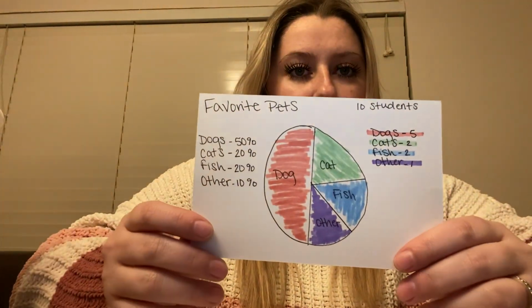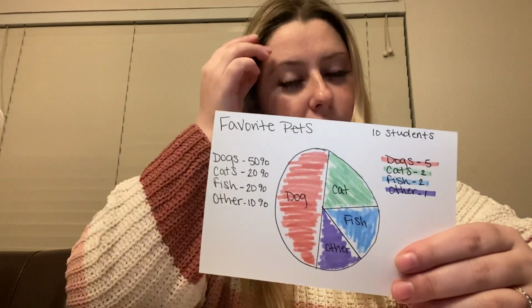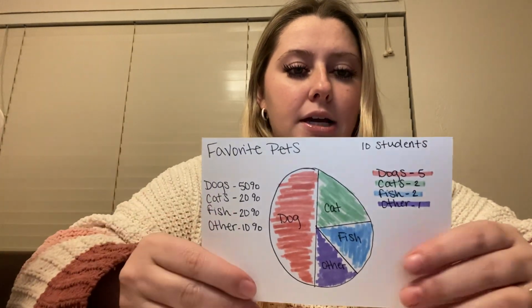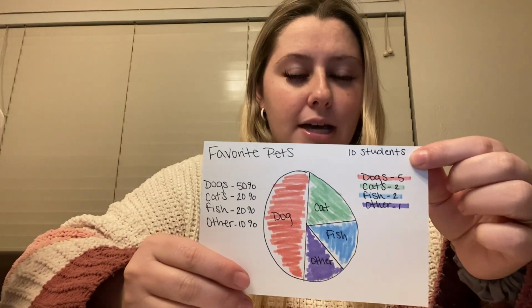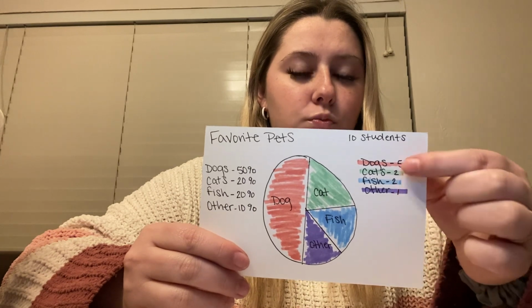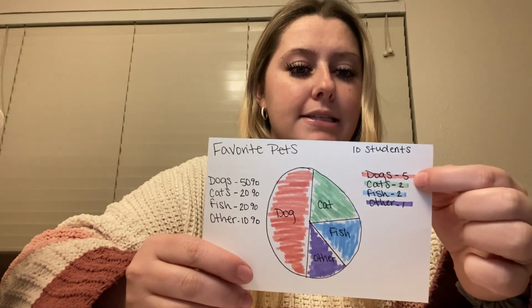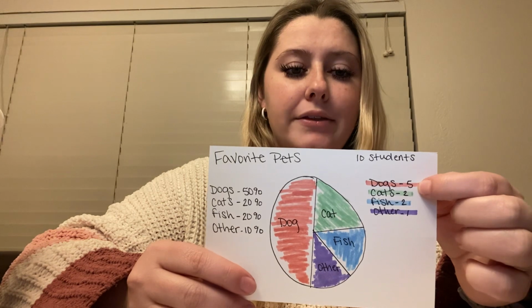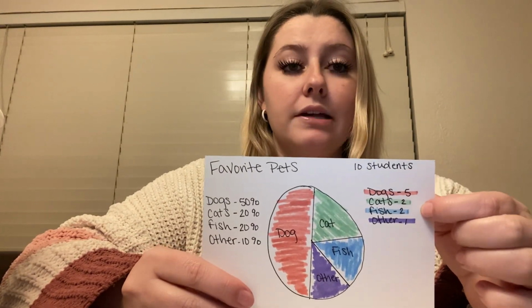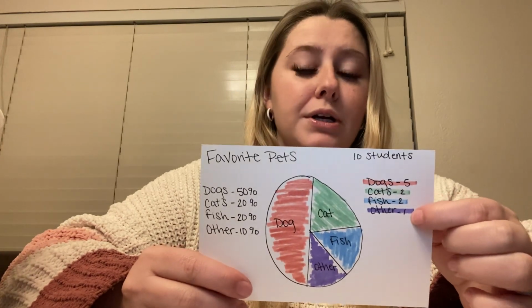So I went ahead and created an example of what I would do. So this is kind of what it would look like. It might be backwards, but we have favorite pets up here. This would be the total, just a guesstimate of students, and then how many each student said. So let's say there were 5 students who said that dogs were their favorite, 2 students said cats, 2 students said fish, and then we have 1 for other.